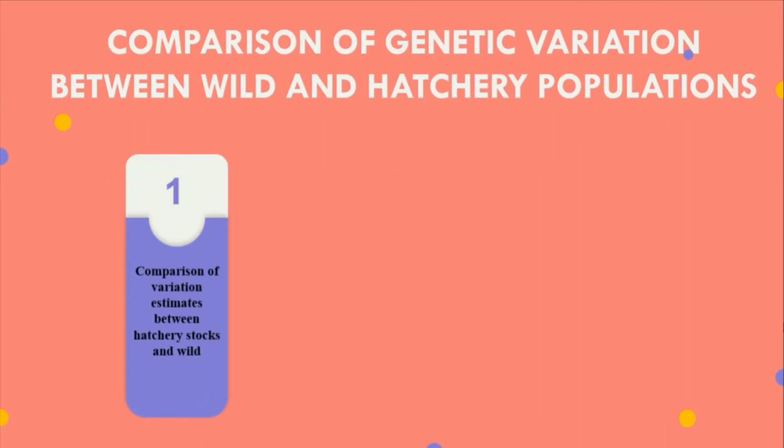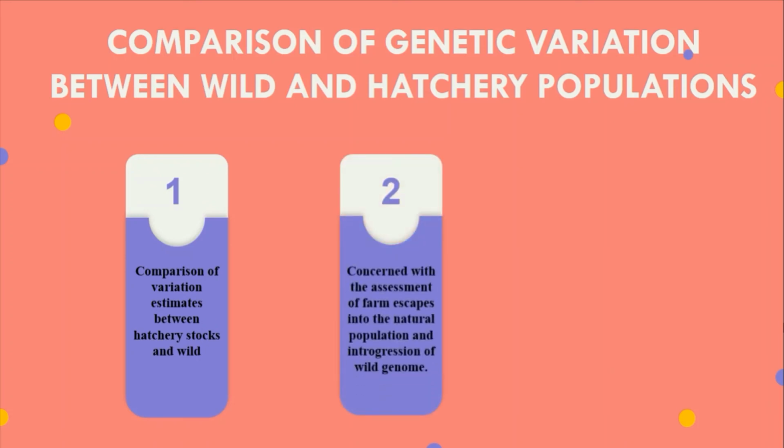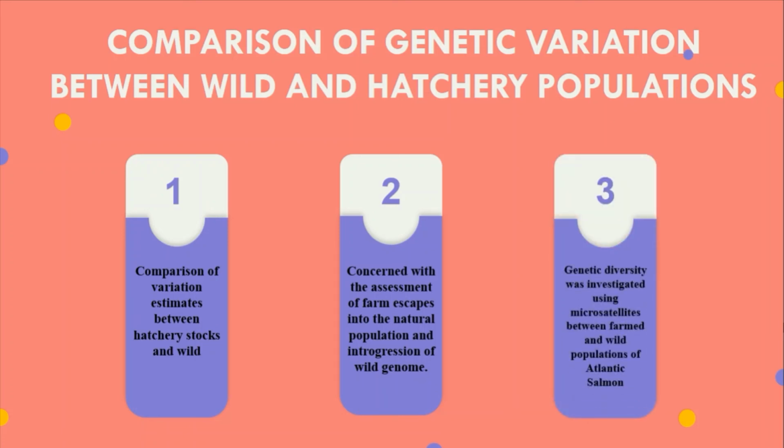Molecular markers also find application in aquaculture to assess loss of genetic variation in hatcheries, and to compare variation between hatchery stock and wild counterparts. Genetic diversity was also investigated using microsatellites between farm and wild populations of Atlantic salmon. Farm salmon show less genetic variability than natural source populations in terms of allelic diversity. This information is useful in monitoring farm stock against inbreeding loss and to plan genetic upgrading programs.